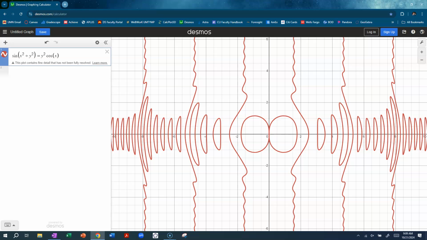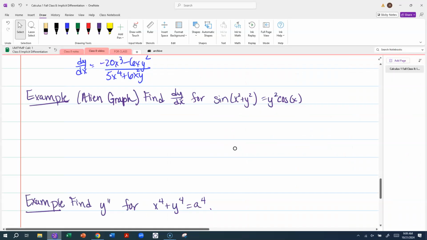We have to call this a relation because it does fail the vertical line test, either any way you split it. So it is not a function, but we can still find the derivative of this thing, how quickly it's changing at a certain point, right? That's really what the derivative is saying.